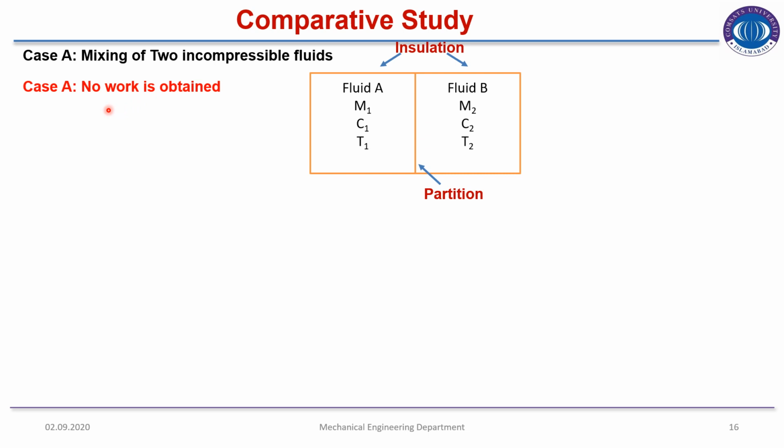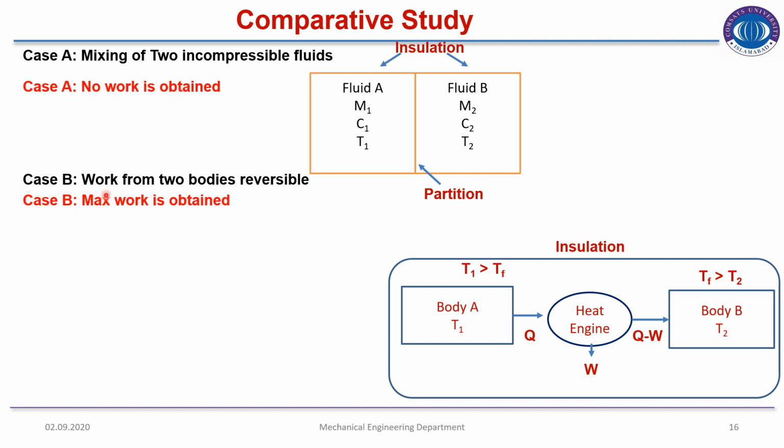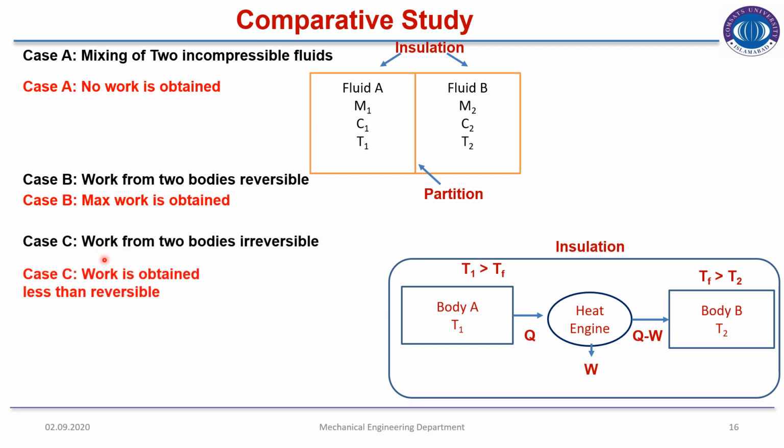Now here is a comparative study. In case A, mixing of two incompressible fluids, no work is obtained. In case B, work from two bodies, that is reversible, so maximum work is obtained. And in case C, work from two bodies, that is irreversible, so less work is obtained than the reversible. So if we have two bodies and the process is reversible, then maximum work is obtained. But if we have two bodies with the same temperature difference and other properties and the process is irreversible, then the work obtained will be less than the maximum work obtained for the reversible process.